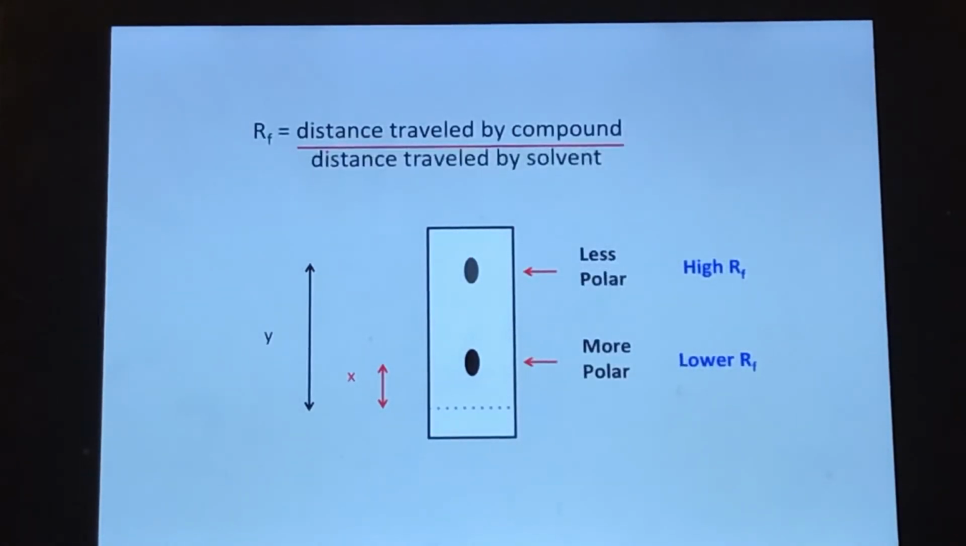One other thing that people often talk about with respect to thin layer chromatography is a value called RF, which means ratio to front. That is basically the distance traveled by the compound divided by the distance traveled by the solvent. Therefore, less polar molecules will have higher RF values, and that's something you should definitely commit to memory for the MCAT.